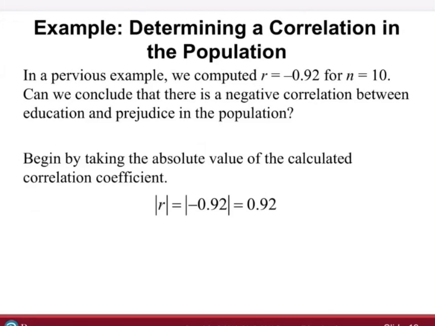In a previous example, we computed that r was negative 0.92 for 10 data points. Can we conclude that there is a negative correlation between education and prejudice? Begin by taking the absolute value of the calculated correlation coefficient, which is 0.92, okay?